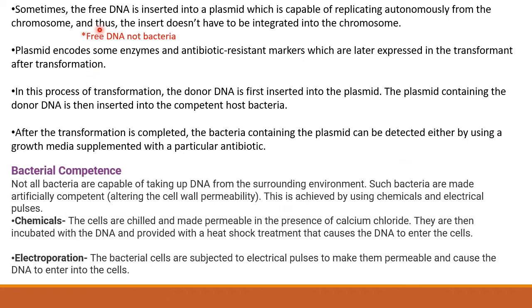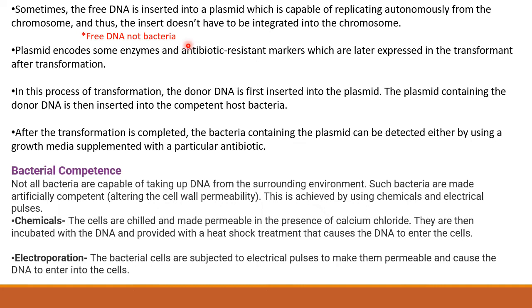Now sometimes a free DNA is inserted into a plasmid as well, which is capable of replicating autonomously. That means it is not dependent on chromosomal DNA, it has its own replicating factors, so it can replicate autonomously, and thus the insert does not have to be integrated into the chromosome. Now this depends on whether your cell has plasmids already. If not, then yes, your DNA can get incorporated or integrated into the chromosome.